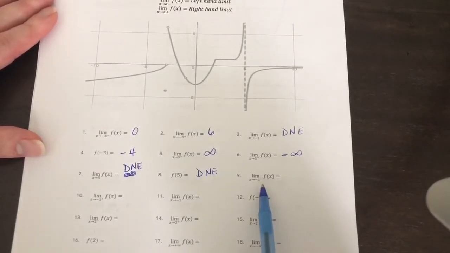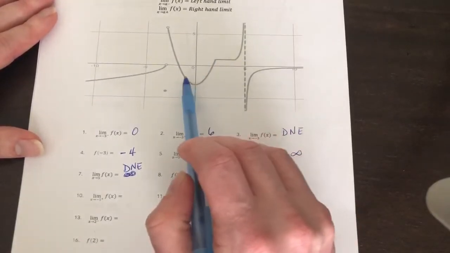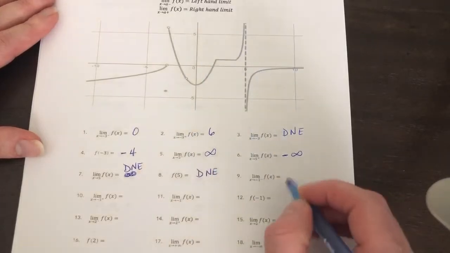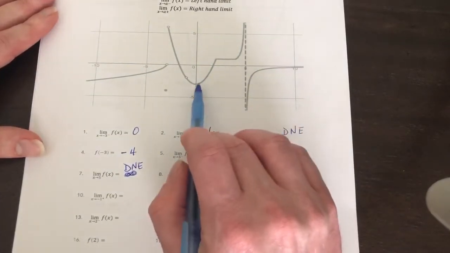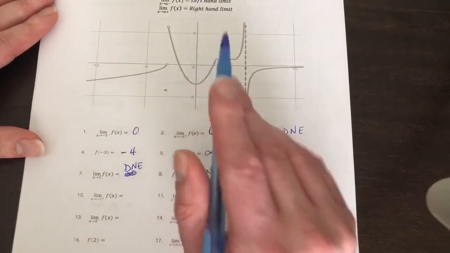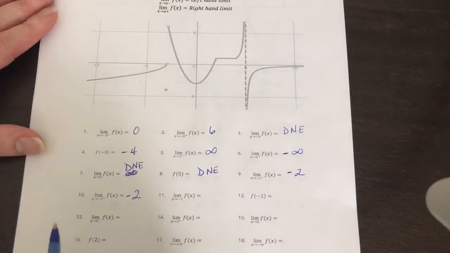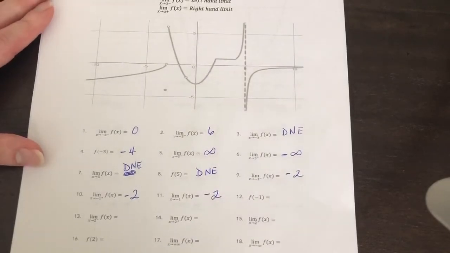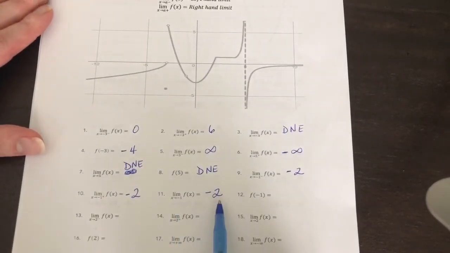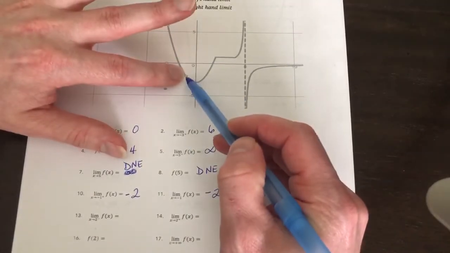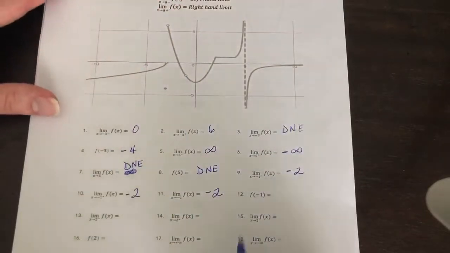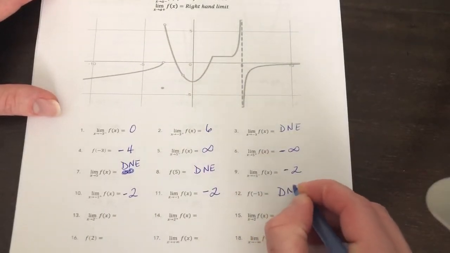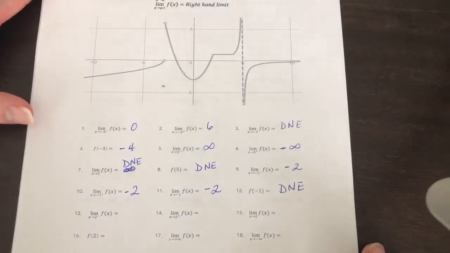Okay, the limit as x approaches -1 from the left-hand side. So -1 is right here. As I come from the left-hand side, your limit looks like it is -2. As I come from the right-hand side, the limit appears to be -2. Okay, and so since the left-hand limit is equal to the right-hand limit, the limit as x approaches -1 is equal to -2. So as I go along the graph, if my fingers meet up, that means the limit exists. Okay, f of -1, there's a hole right there, so that's going to be does not exist. Remember that f of means you're looking for a solid point.